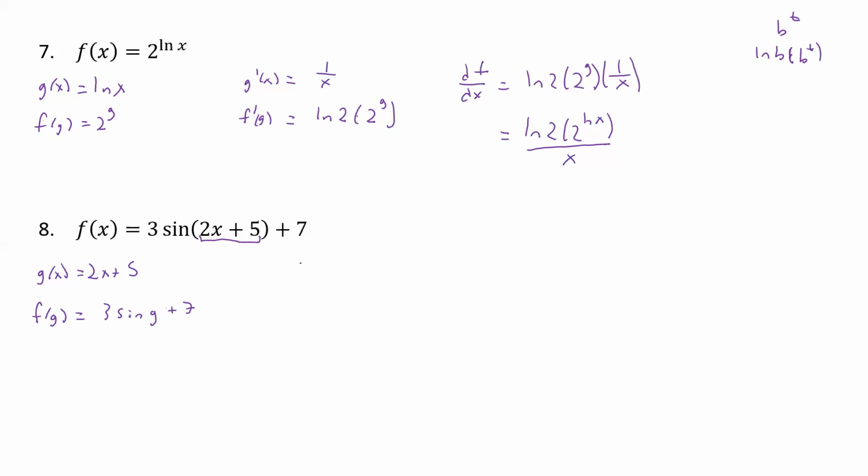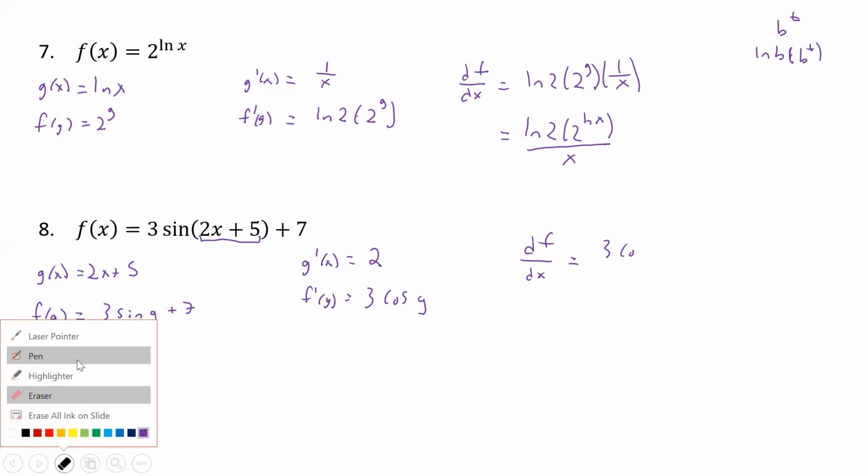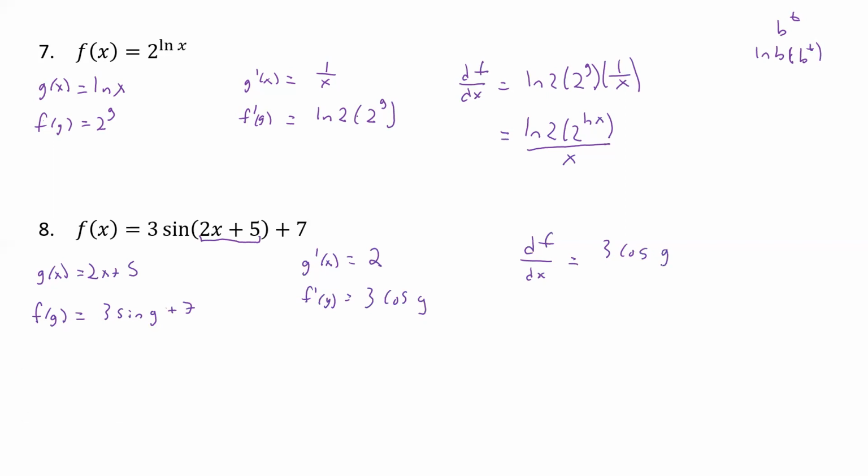So now we need to take those derivatives, g'(x) and f'(g). Well, the derivative of this is easy. That's just 2. Now the derivative of this is going to be 3. Now the derivative of sine is what? It's cosine, and it's of g. Okay. Now df/dx equals 3 cosine g, and then times 2.